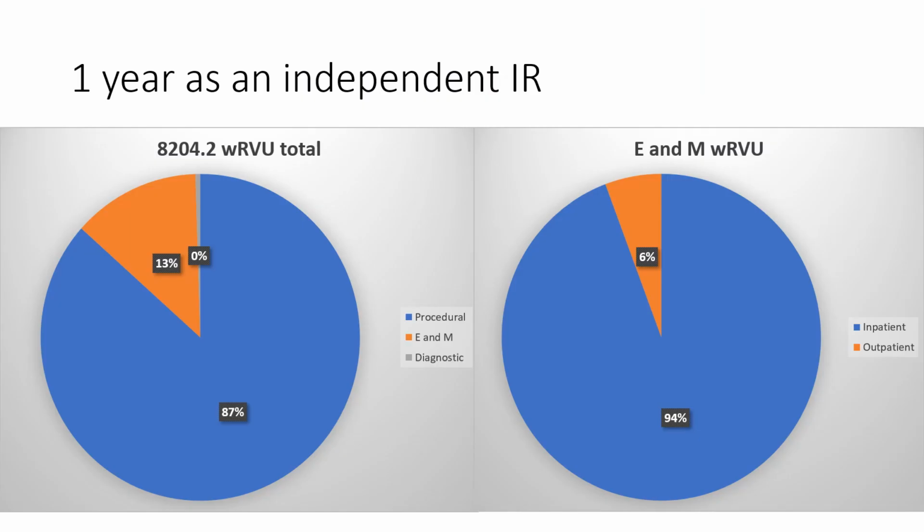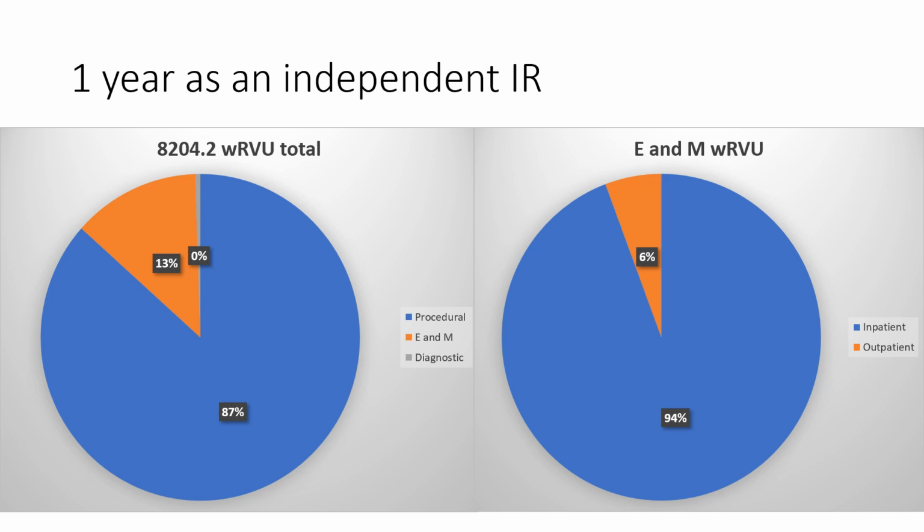So this is my first year as an independent IR. So 8,204 work RVUs total. That's IR only. I feel like IR only work RVUs are really hard to get compared to diagnostic work RVUs, but that's my total. So my first year, I had 13% of my billing or collections came from E&M coding.